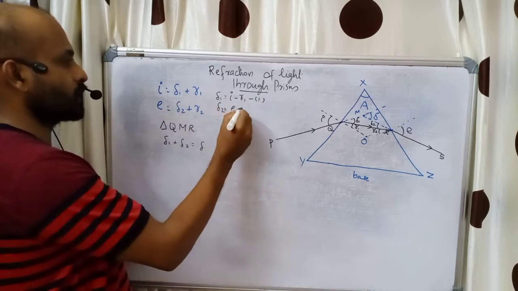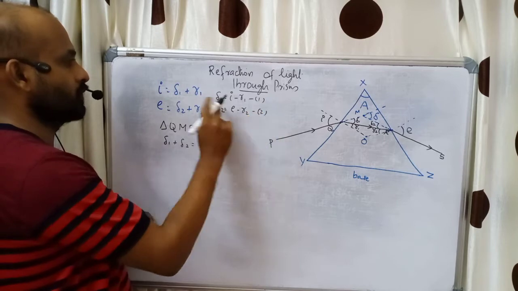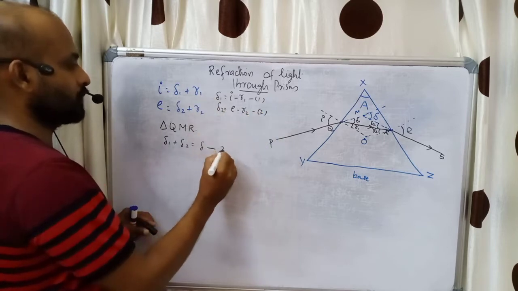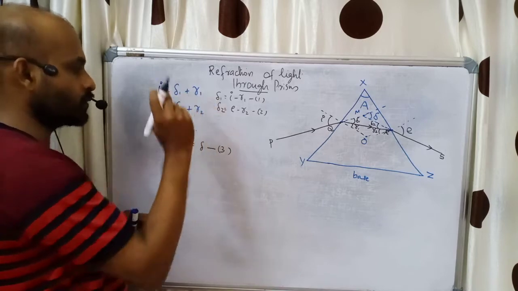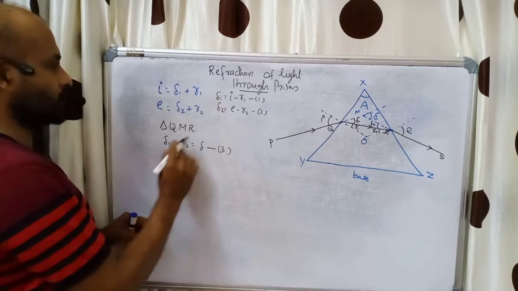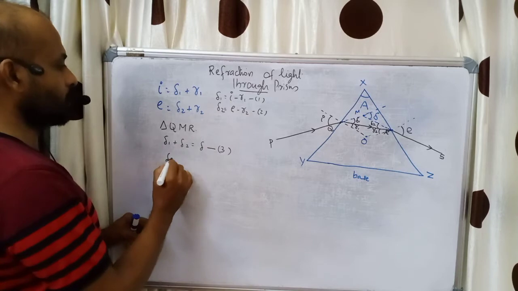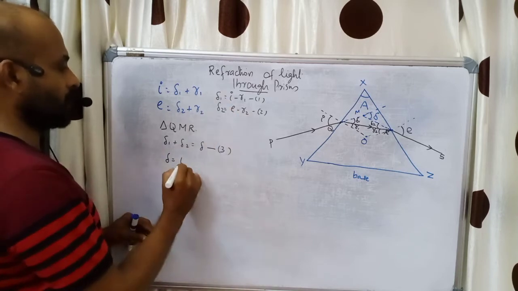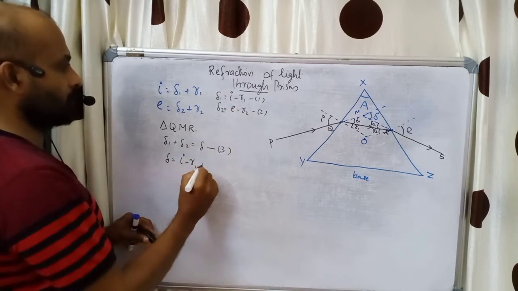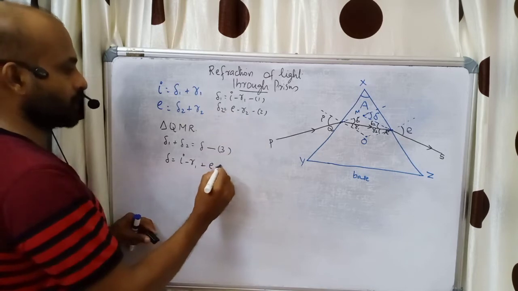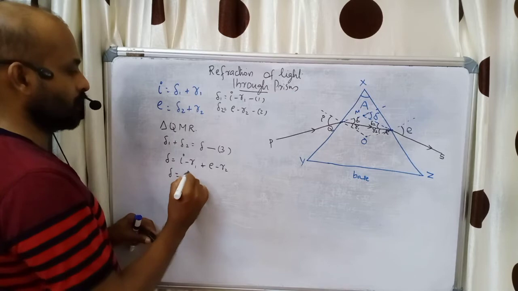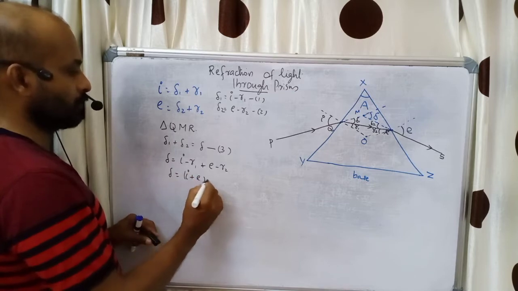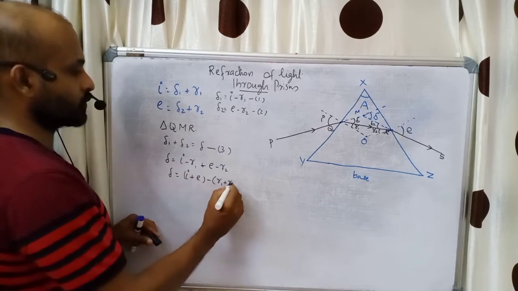E minus R2. Equation number 2. So this is equation number 3. Delta is equal to delta 1 plus delta 2. I need to add these two. So while adding, you will get delta is equal to delta 1, I minus R1, plus delta 2, E minus R2. So rearranging the terms, you can see delta is equal to I plus E minus R1 plus R2.